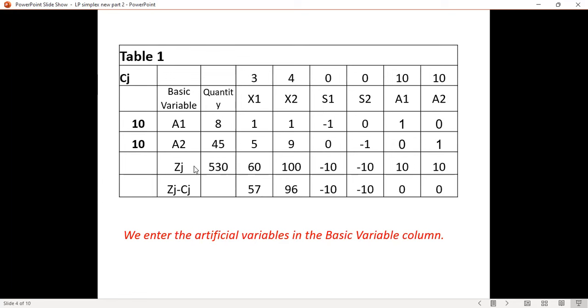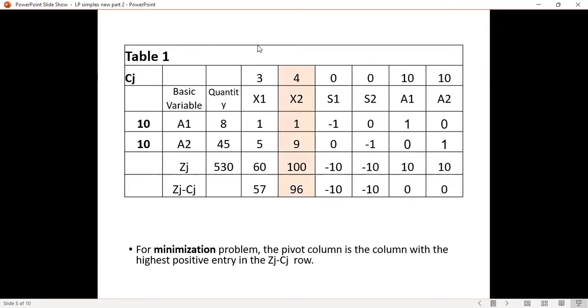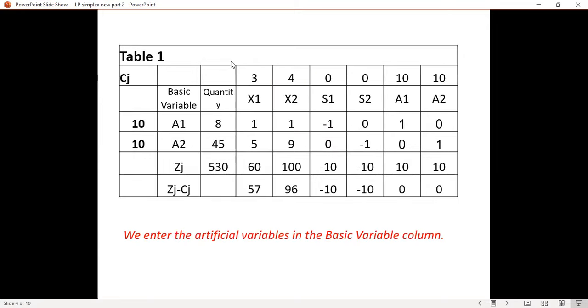Okay, so how did we obtain 530? This is 10 times 8, so that's 80, plus 10 times 45, that's 450. So 80 plus 450 is 530. How did we obtain 60? That's 10 times 8, 80. Wait, so let's put an annotation.